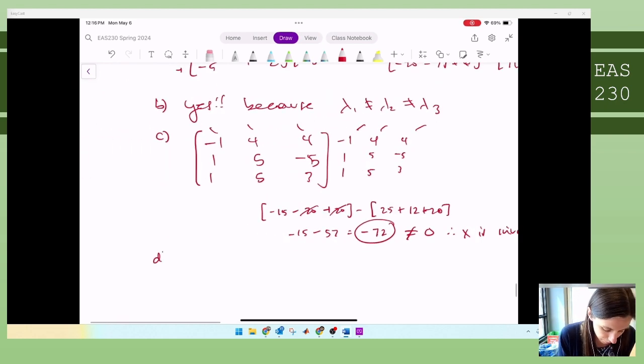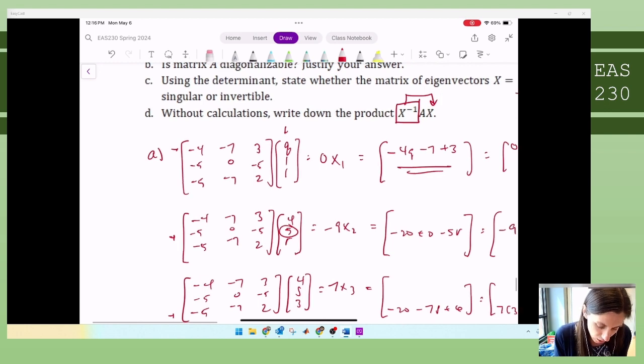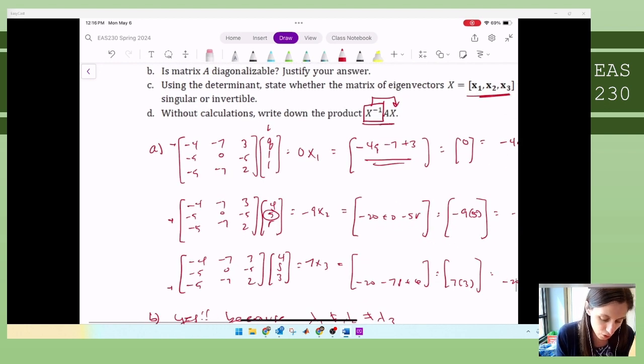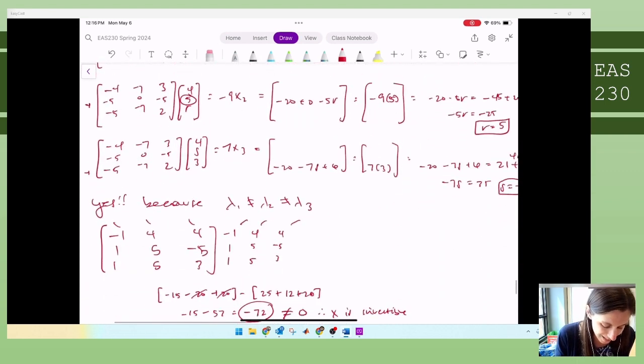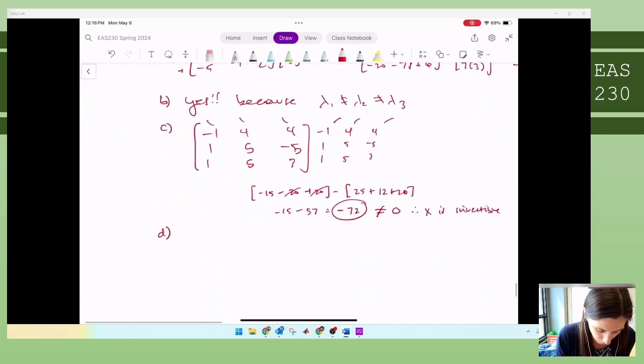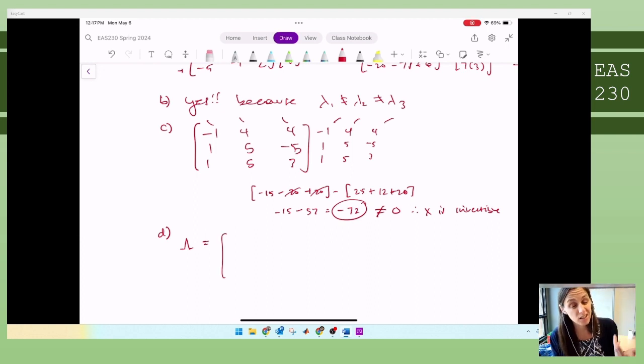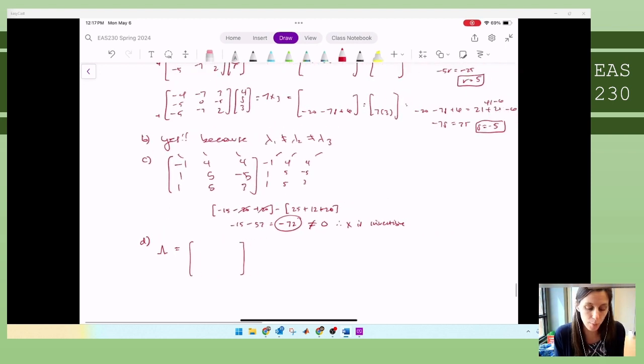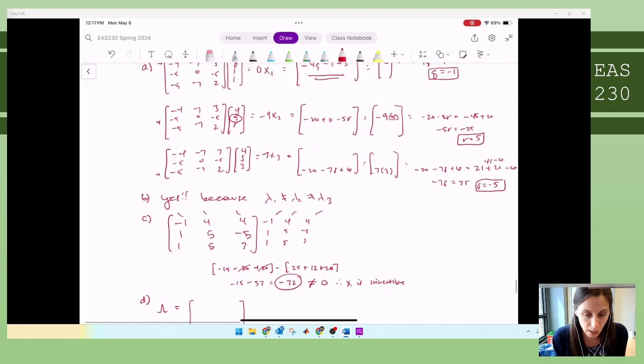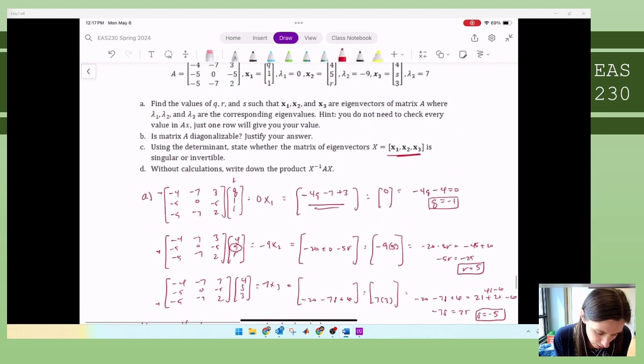Okay, last one. Without calculations, write down the product of x inverse times A times x. Okay, that is lambda. Technically, it depends on what order your x is in, because you can put them in any order, but what happens is our eigenvalues show up along the diagonal. So I'm just going to go ahead and put them on my diagonal.